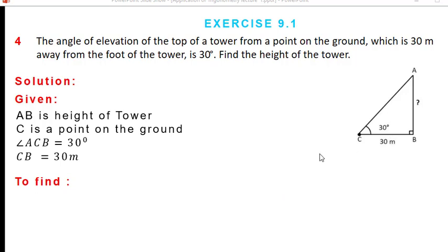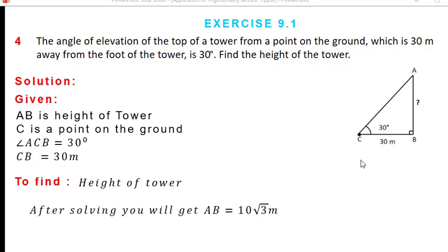AB needs to be found out. Again here, which ratio is preferable? Opposite side we don't know, adjacent side is 30 meter. So it is better to use tan of 30 degree, and by that we will get the value of AB. I hope you will get the answer like 10 root 3 meter. So try this problem also, you will get the answer.